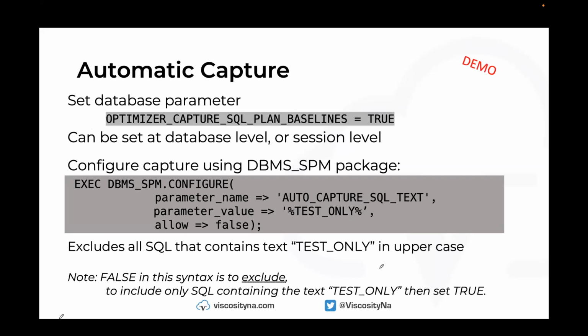So again, that automatic capture, setting optimizer_capture_sql_plan_baselines, and then I can filter it using DBMS_SPM.CONFIGURE. And here's an example that says I'm going to capture based on text, and I'm going to say false. So I'm going to be excluding things that say test only as an example, right? So this is an example of filtering that. Again, this false syntax is to exclude. If I were to set that to true, then it would be an include filter versus an exclude filter.